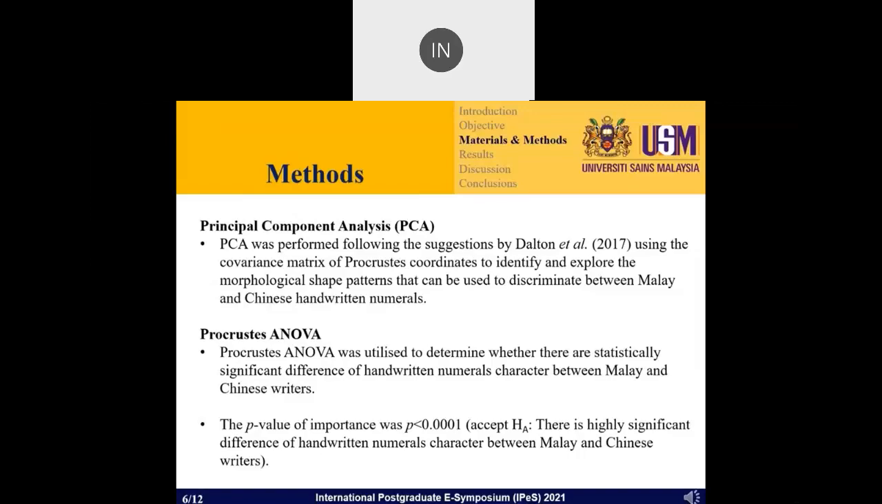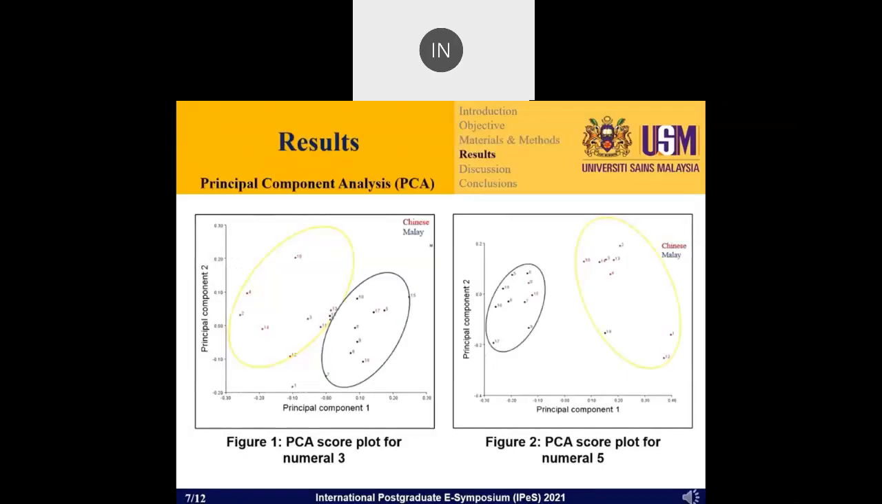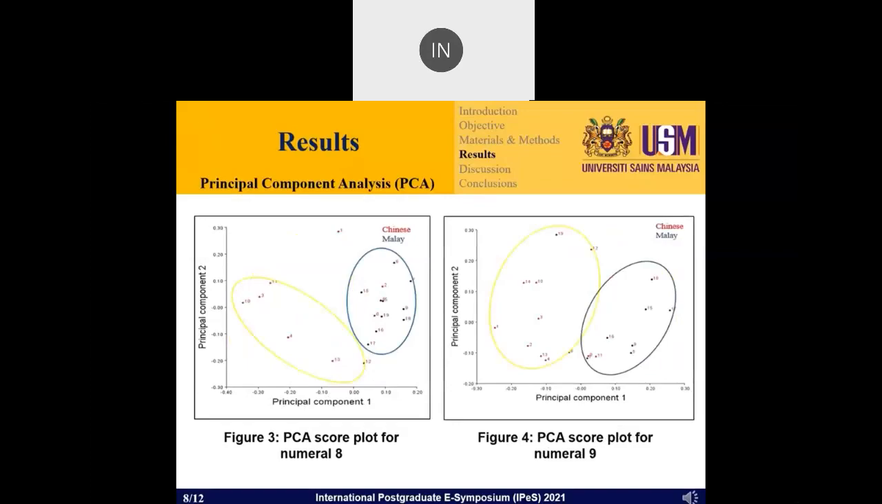Procrustes ANOVA was utilized to determine whether there are statistically significant differences of handwritten numeral characters between Malay and Chinese writers. The p-value taken into account was p less than 0.001, where we will accept the alternative hypothesis and reject the null hypothesis. Principal component analysis score plots were generated in the MorphoJ software. Looking at the results of this study, only numerals 3, 5, 8, and 9 displayed two distinct clusterings, as shown in figures 1 through 4.